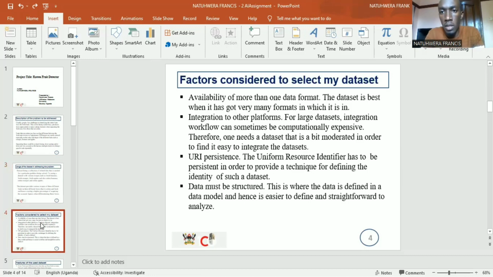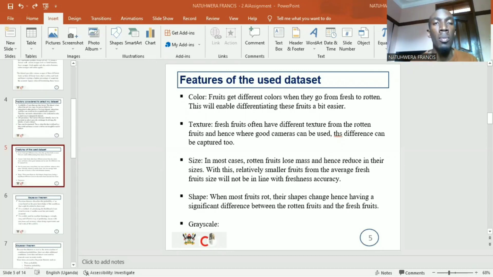The factors I considered in selecting the data set: I had to make sure that the data set has more than one format. I found some data sets that have only the rotten fruits. But this one gives me the rotten fruits and the fresh fruits. Then there is integration to other platforms.